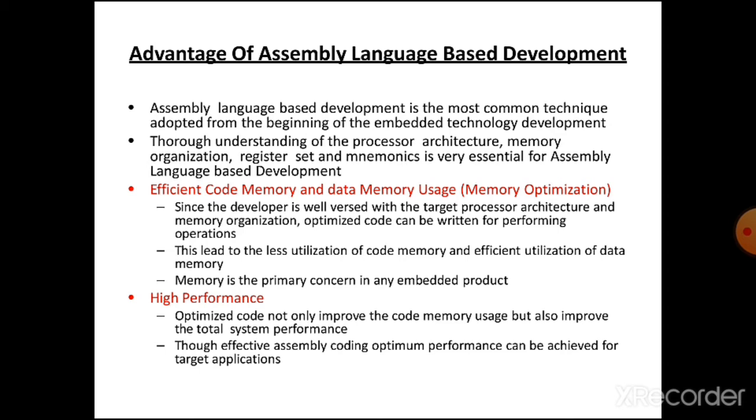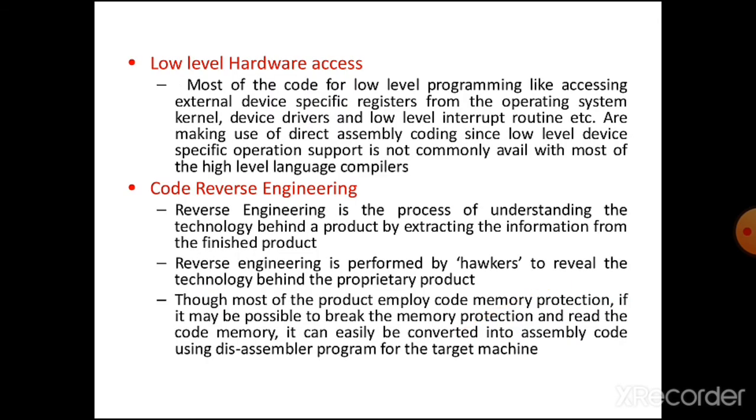Then next one is high performance. Optimized code not only improves the code memory usage but also improves the total system performance. Through effective assembly coding, optimum performance can be achieved for the target application.